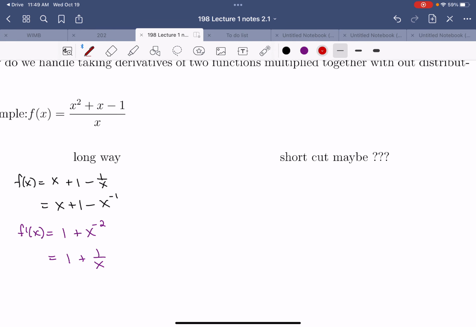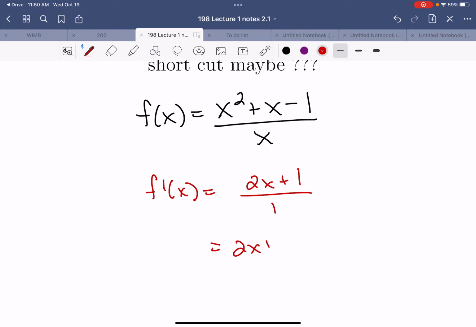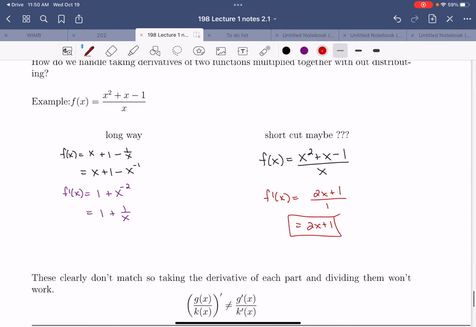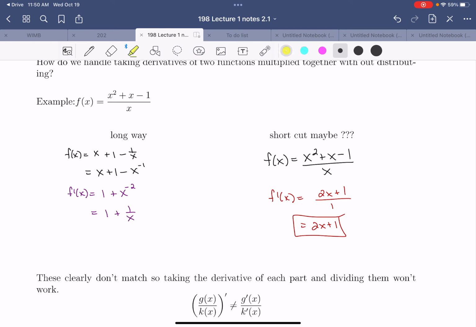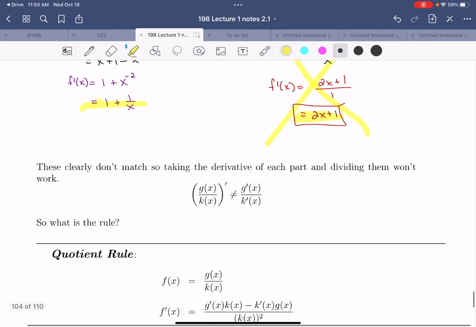Now, we'd like to be able to say, okay, well, if we have f of x equals x squared plus x minus 1 all over x, can't I just, in order to find my derivative, take the derivative of the top, which is 2x plus 1, and divide it by the derivative of the bottom, which is 1, and get 2x plus 1? Well, can I? No, these two do not match, right? One has fractions and one doesn't. So that's not going to work again. Sorry, give me a minute. So these two clearly don't match.